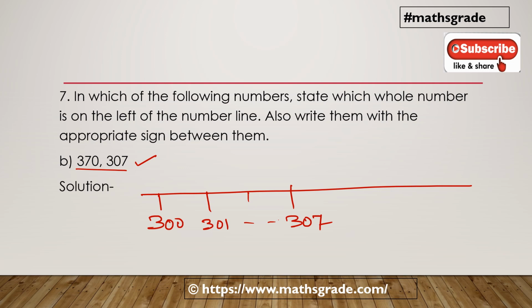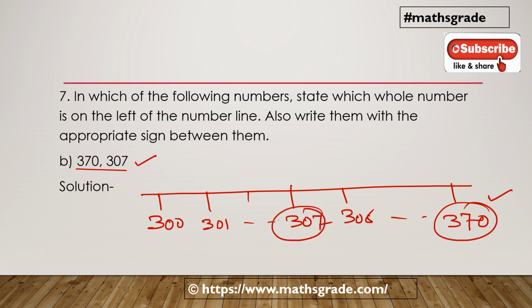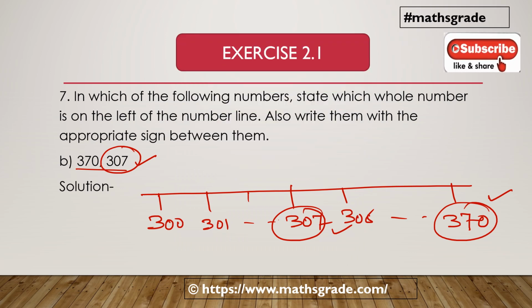So we have to first place 307 on the left hand side of this number line. Then 308 like this. Then 370. And 370 is the bigger number than 307. So 307 is on the left of the number line. And between 370 and 307, 370 is greater than 307. So the appropriate sign is the greater than symbol.